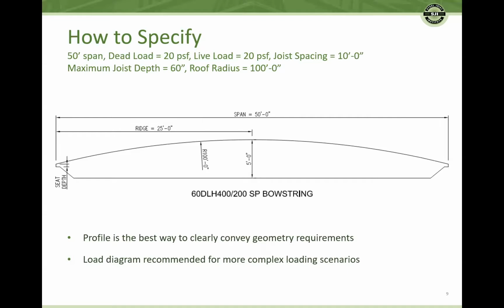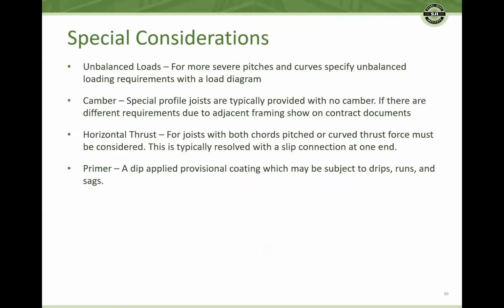A profile is the best way to convey geometric requirements to the joist manufacturer. Standard SJI load tables do not apply to special profile joists, and these types of joists should be specified as load over load designations or using load diagrams for more complex loading scenarios. These are a few special considerations when specifying special profile joists. Any unbalanced loading scenarios required due to pitch or radius must be specified on the contract documents.